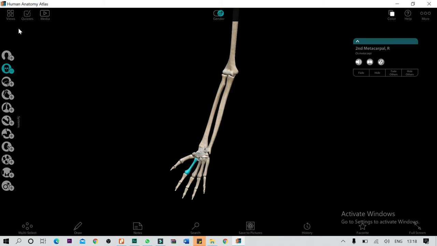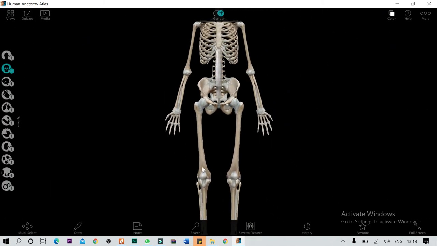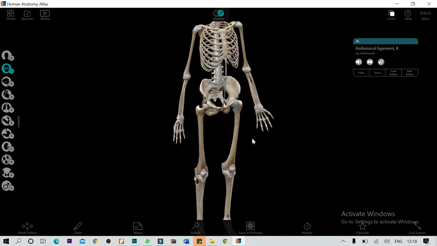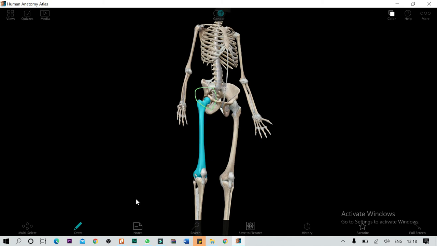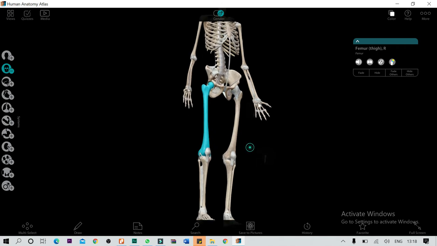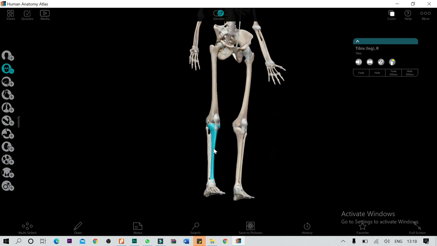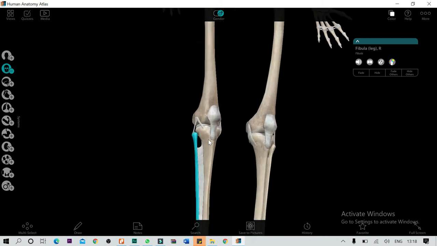Okay, now the bones of the lower limbs. In the lower limbs, the longest bone is the femur, and the femur is connected with the acetabulum cavity. Look at here, this is the head of the femur, and this head of the femur fits into the acetabulum cavity. Then two more bones, the tibia and fibula. This is the tibia, and on the lower back side, the very thin bone is called the fibula. So this is the femur, tibia and fibula, and this bone is known as the patella.